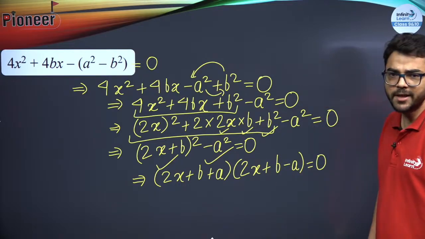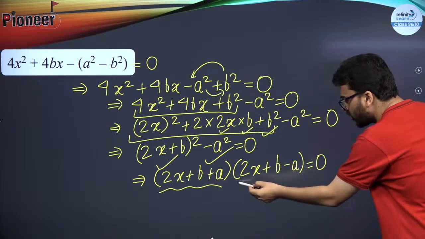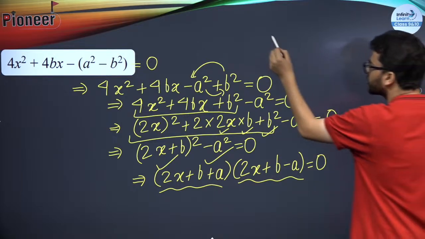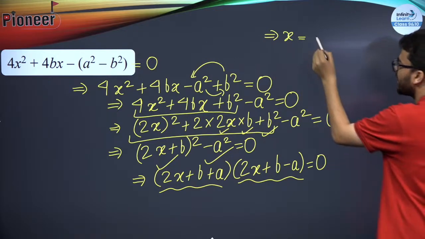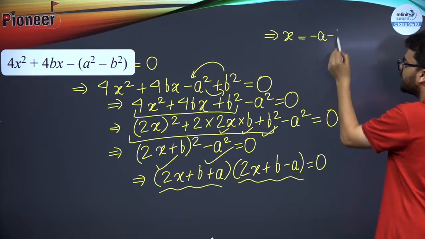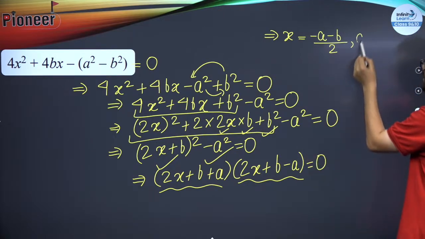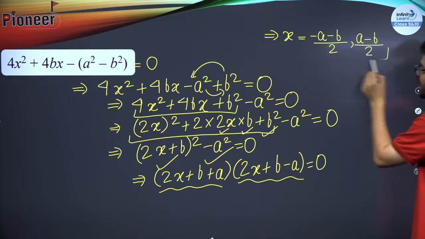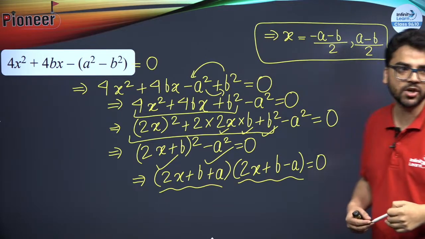So what will be the two roots of this quadratic equation, guys? If you take this thing equal to 0 and if you take this thing equal to 0, the two roots of this quadratic equation will be what, guys? X will be equal to, you can say, minus a minus b by 2, and the other value of x will be equal to a minus b by 2. A minus b by 2. So these are the two roots of this quadratic equation using the factorization method.